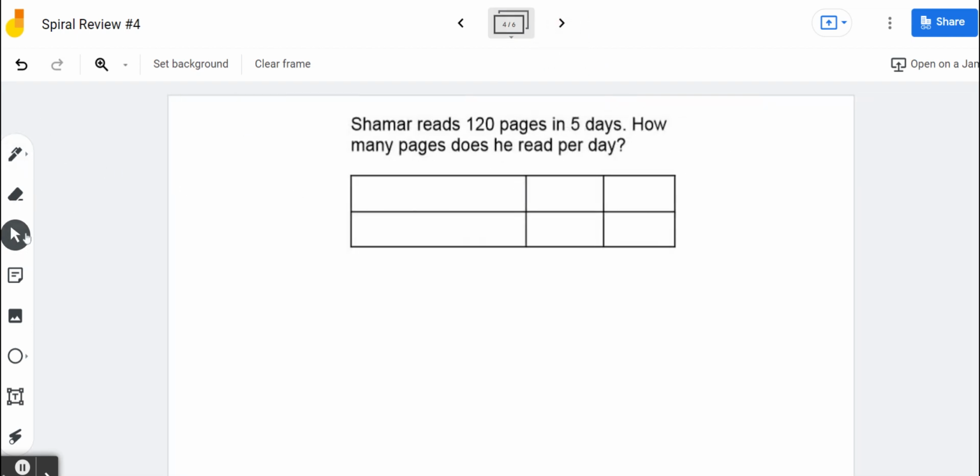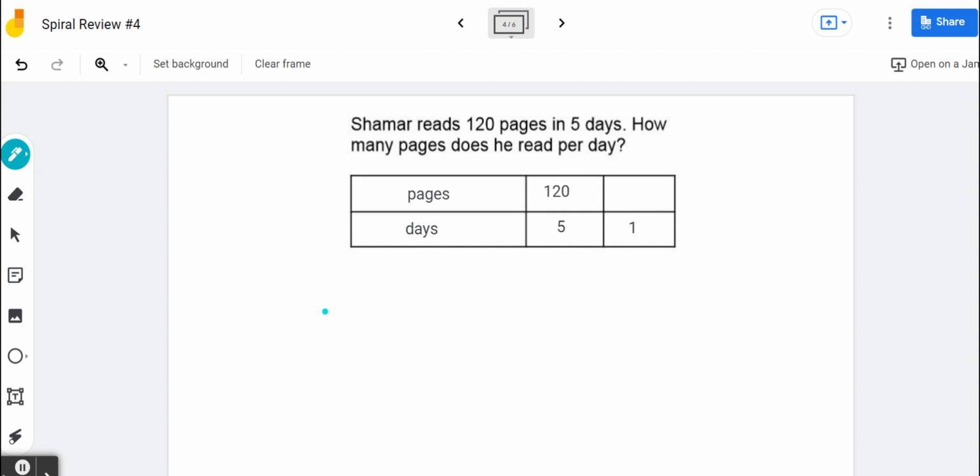This one, some students have been asking me basically what the table's for. The table's just to organize your thoughts here. Shamar reads 120 pages in 5 days. So right away, in my head, I'm just like, oh, well, that means pages and then days. 120, 5. How many pages does he read per day? So that means they want us to figure out in 1 day.